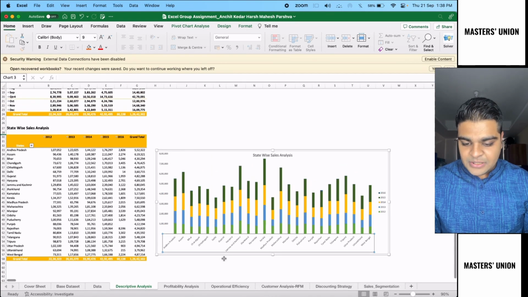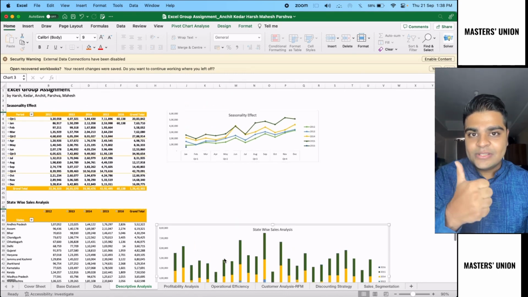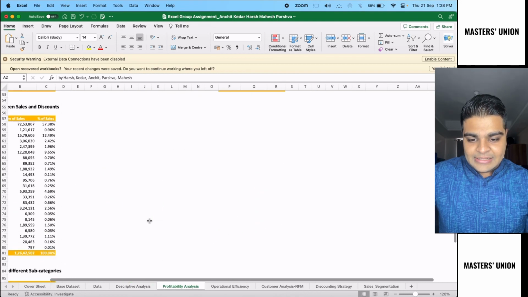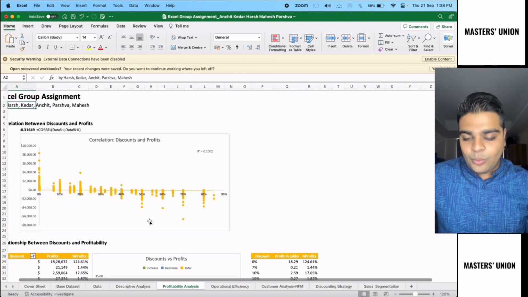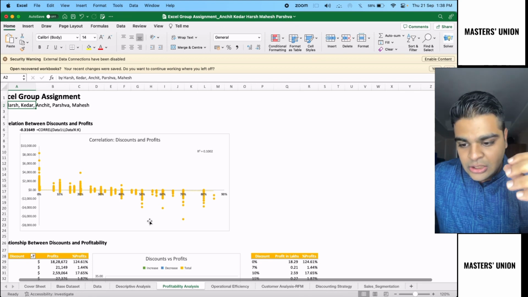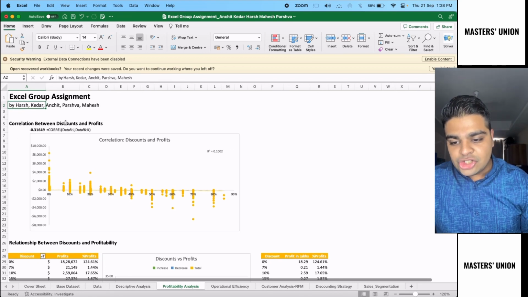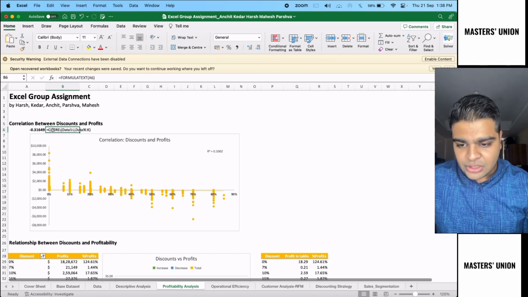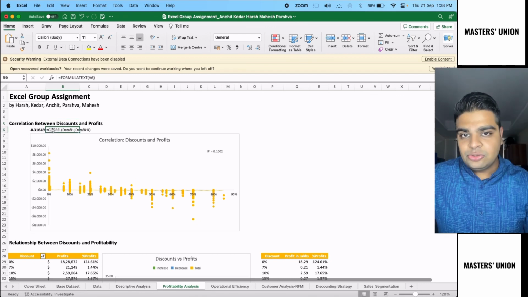So this was a descriptive analysis which includes state-wise analysis as well as the seasonality effect. Moving on with the profitability analysis, we identified a very deep connection or a correlation between the profits and the discounts. As you can see, we have determined a correlation between discounts and profits, and again we have used an Excel formula over here, that is the correlation function, and then we have captured it to a base data set.